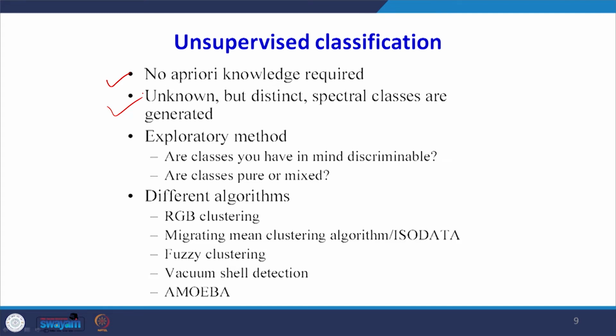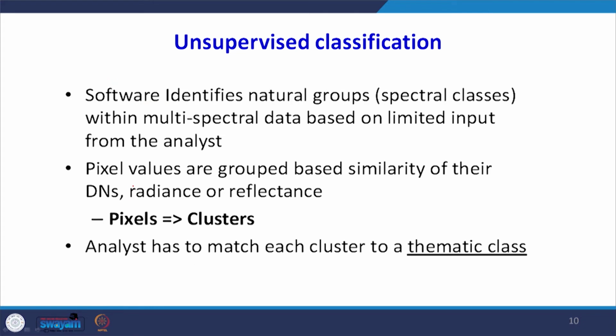This is an exploratory method in the sense that we may identify 8 classes, we may identify 5 different classes or 10 different classes. So, it is an exploratory method in how you precisely differentiate the mixed classes or the pure classes when you change this number. And then there are different algorithms available, as I told you. In the literature you find lots of algorithms available under the unsupervised classification technique.